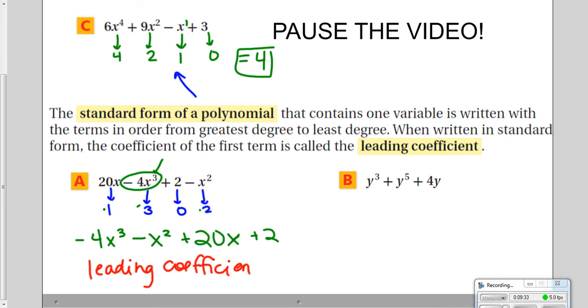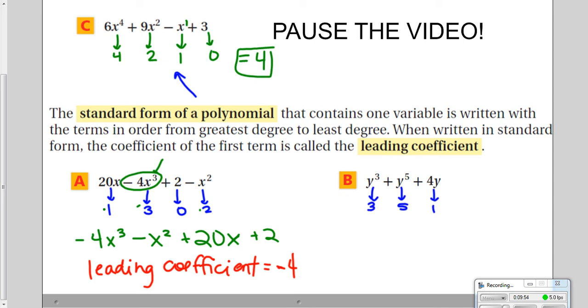So our leading coefficient, negative 4. Okay? All right, so let's do the same thing on the next one. We've got y to the third plus y to the fifth plus y to the fourth. We need to first figure out the degrees, right? So this degree would be 3, this degree would be 5, this degree would be 1.